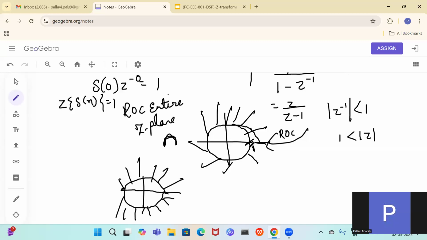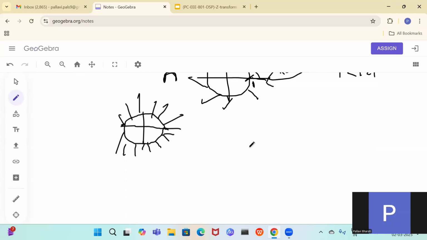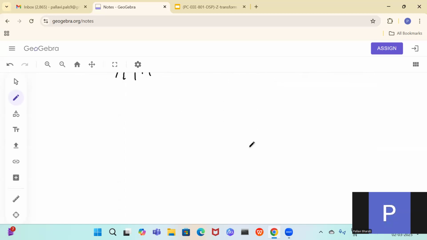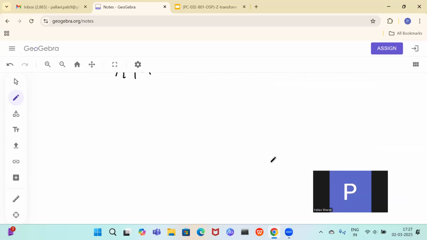Okay. So now let's move on to the next property. The next property is the time shifting property of the Z transform.